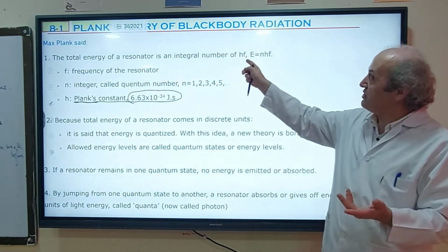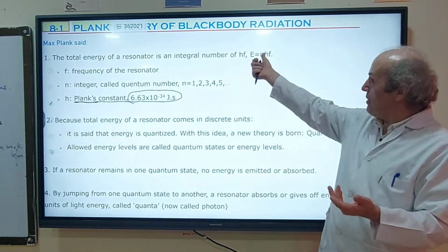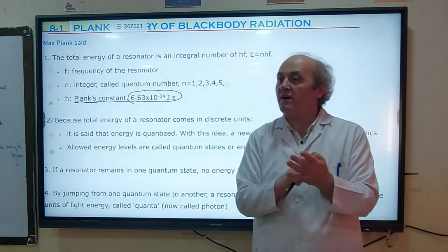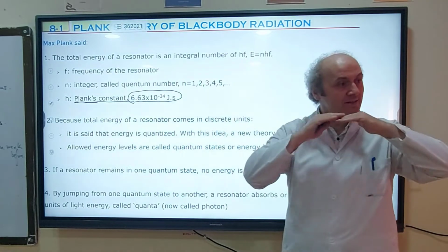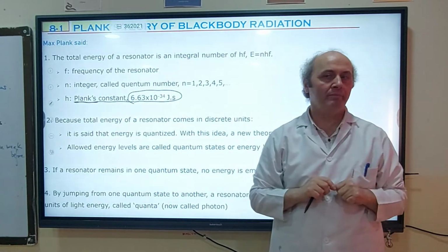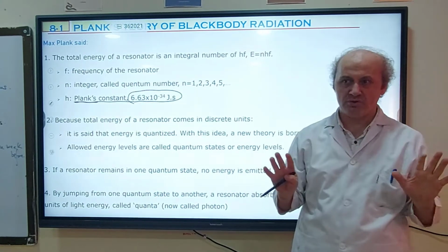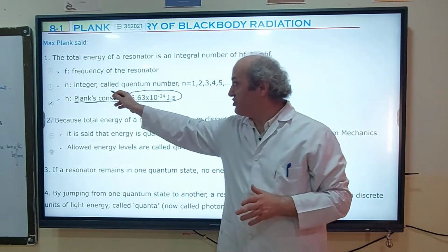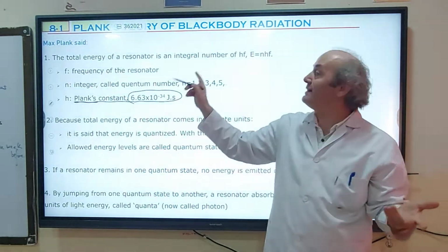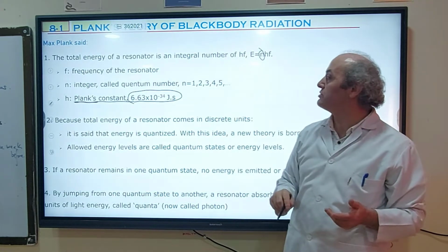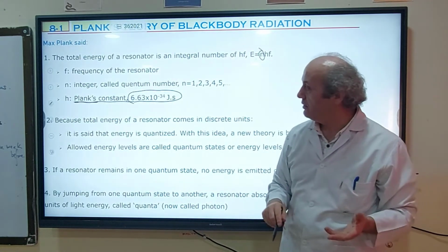So if you multiply this hf by 1, 2, 3, 4, 5, you can say that a resonator can have only these energies, not between them. Discrete, not continuous. f is the frequency of the resonator, and n is the integer called the quantum number. This n is called the quantum number, 1, 2, 3, 4, 5, and so on.